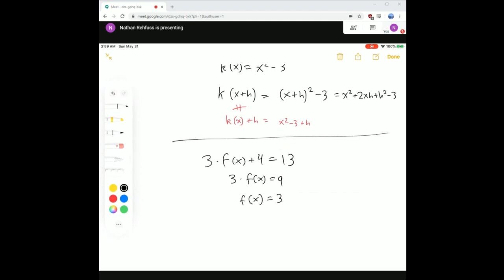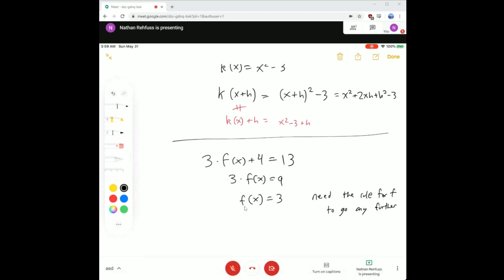From here, I need the rule. I need the rule for f to go any further. So I'm trying to solve for x, but there's no way to get x out of here without knowing something specific about f. We have to know what f is, what f does. So specifically, you cannot divide both sides by f. That is nonsensical because f here is not multiplication. This whole symbol says the output when you plug x into f is 3. So we cannot divide by f. That's not a thing that happens.